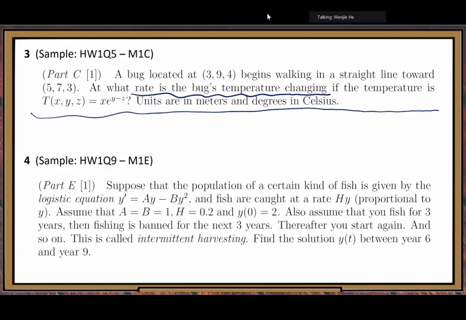But I will ask you to calculate the rate of temperature change at a different point. So here we need to calculate at this point, right? How about I ask you to calculate the rate of change of the temperature at a different point? That's the way I will make the change. Just to give you an idea.